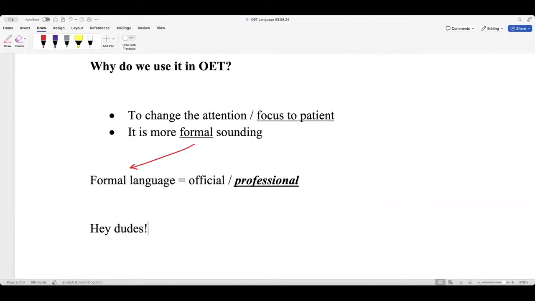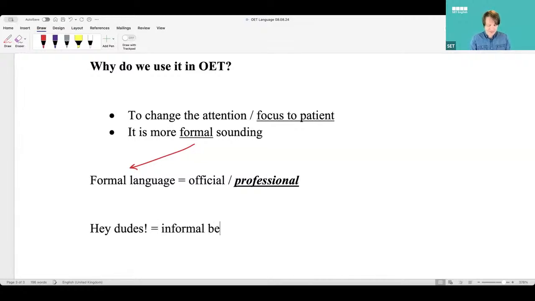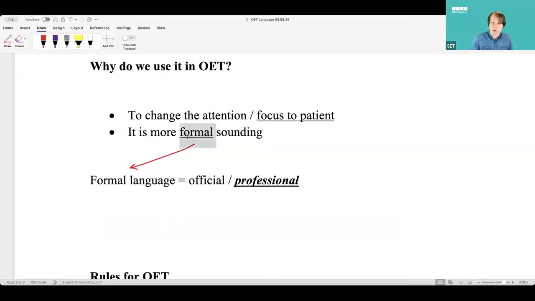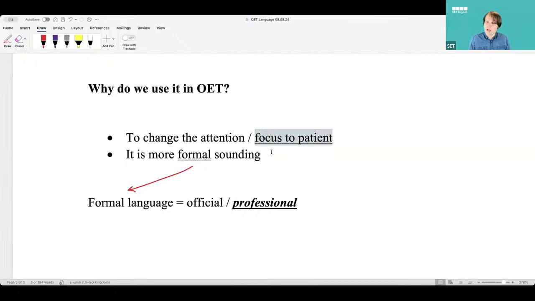Not at all. No. That would be informal, right? Because it's how you speak to your friends if you're American. So the idea is, guys, we need to sound formal. We need to focus on the patient, because we're medical professionals, not ourselves. And that's why we use it in OET.